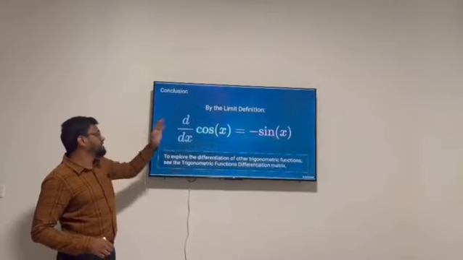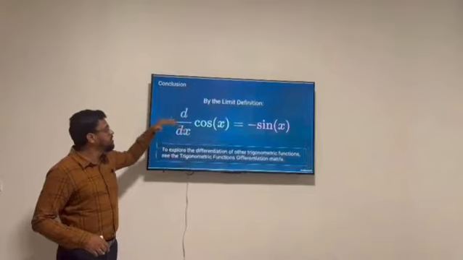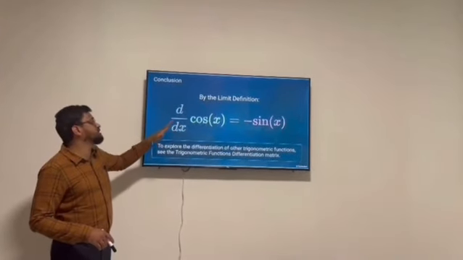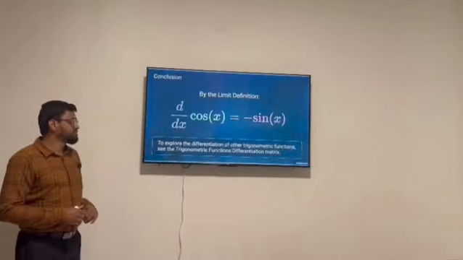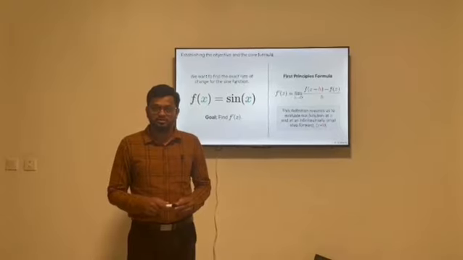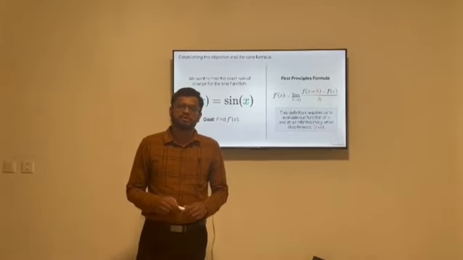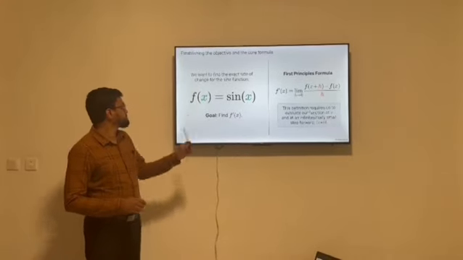So by the limit definition, the derivative of cos x is negative sin x, or we can say that the rate of change of cos x is negative sin x. We have found the rate of change of a cosine function. Now let us move on to some trigonometric functions. The first is sine of x.